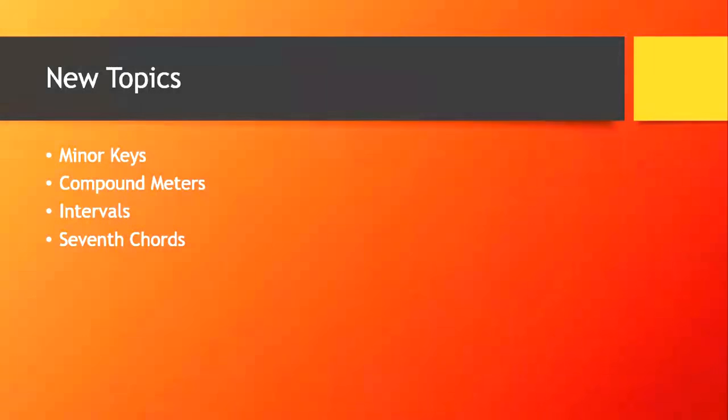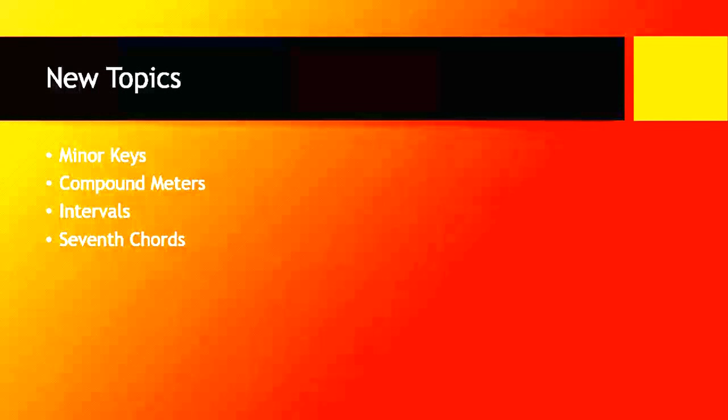Music Fundamentals 2 is a continuation of Music Fundamentals 1, but with a few important changes. One change is that these topics will get more focused than before: minor keys, compound meters, intervals, and seventh chords. While the purpose of the previous course, Music Fundamentals 1, was mainly on introducing concepts and developing basic fluency with them, this course will focus on accomplishing these three goals: speed, accuracy, and consistency.